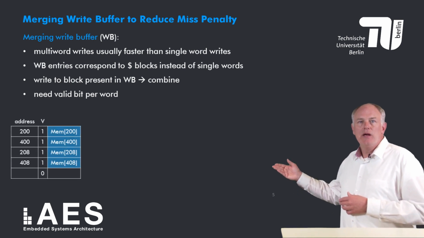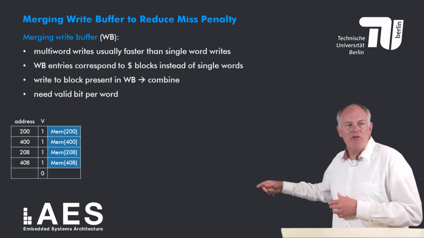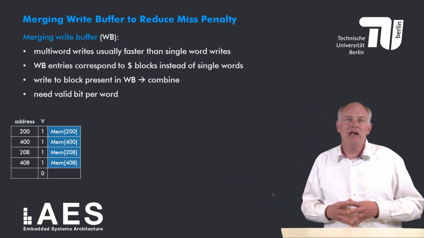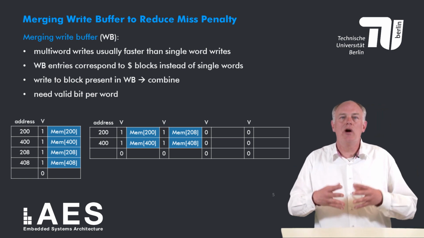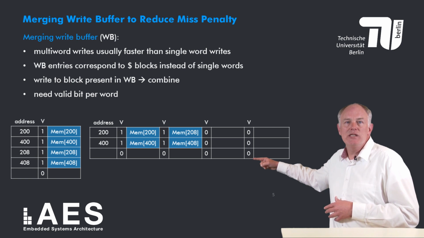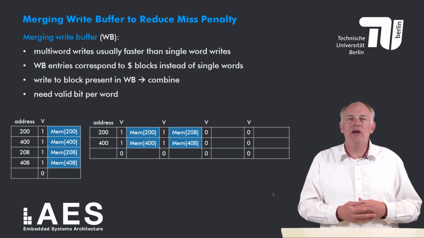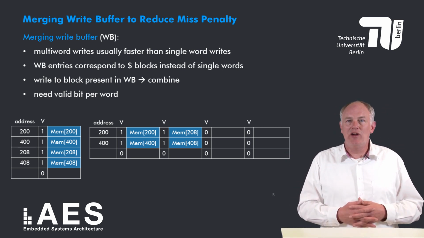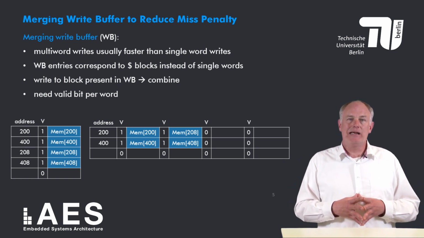An example. This shows a conventional non-merging write buffer. The CPU first writes to address 200, then to 400, then to 208, and finally 408. In a merging write buffer, the writes to 200 and 208 are combined into a single write buffer entry, and the writes to 400 and 408 are also combined. Later, if the first entry, the one at the top, is written, memory addresses 200 and 208 will be written, but not 216 and 224, since their valid bits have been cleared.